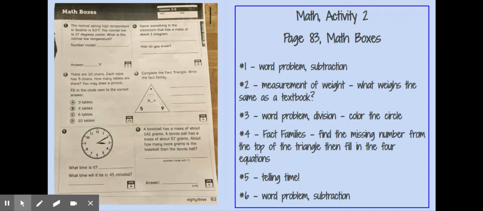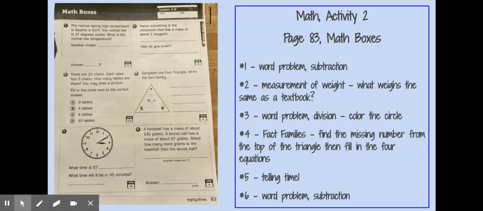The last page for math is math boxes for lesson 3.8. It says page 83. There are 6 to complete today. Question number 1 is a word problem about subtracting weather degrees. All the things are filled in for them. They have to write the equation and then write the answer on the line. Number 2 says name something in the classroom or name something in your home that has a mass of about 1 kilogram. 1 kilogram is about 2.5 pounds. So students are thinking about something that weighs the same as their reading or math textbook from in school.